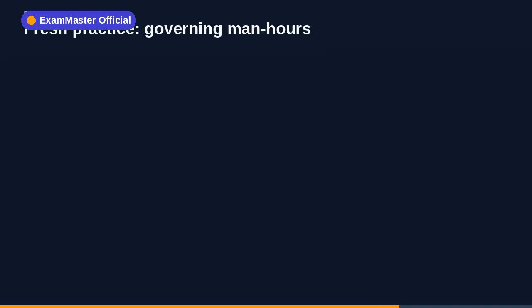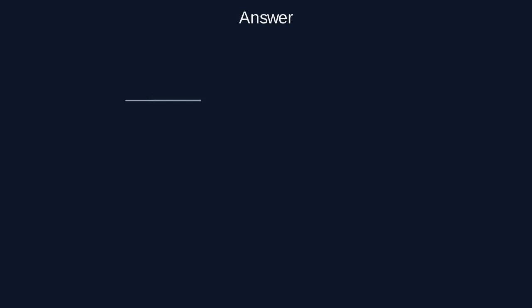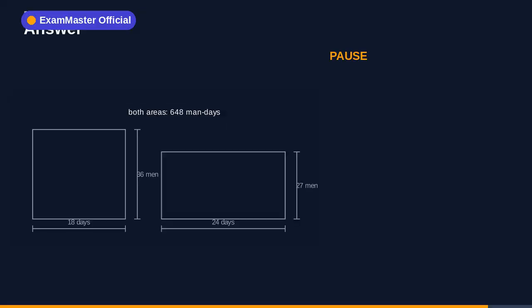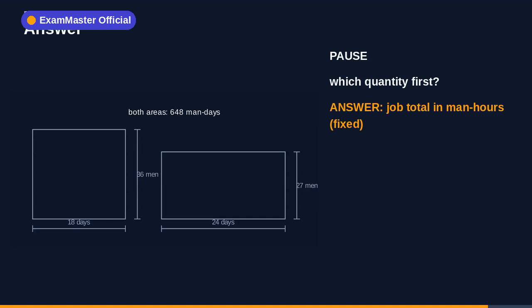In a new men days hours question, which quantity must you identify before any arithmetic? The answer is the job total in man-hours, the fixed governing quantity. Choosing the man-hours total first prevents rearranging the wrong base.